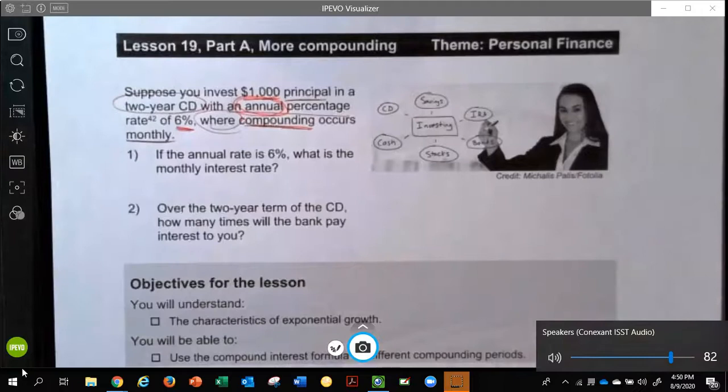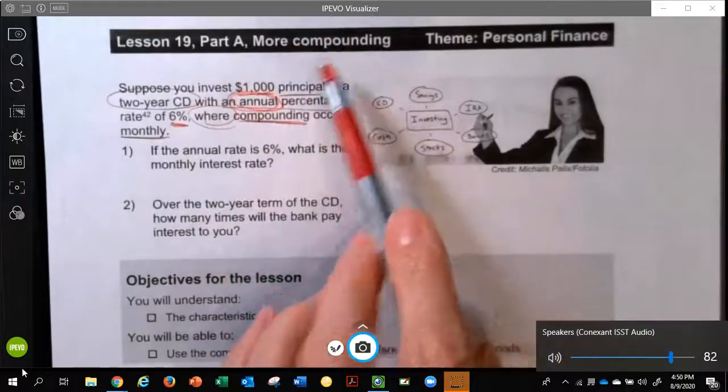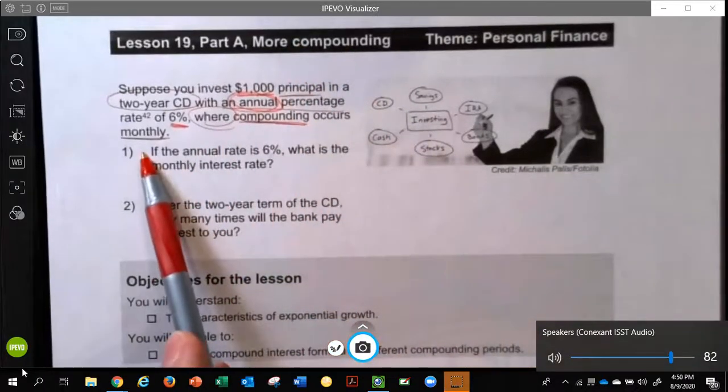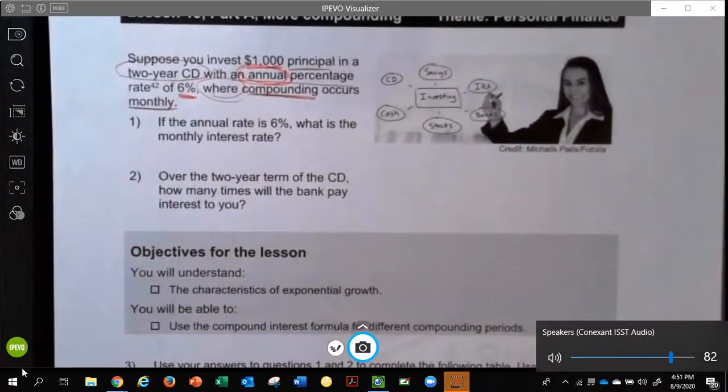And so you've talked about compounded interest, and you've played with it for compounding annually. We've got a change in this lesson, and hence the title, More Compounding. This time it's going to be monthly, and so they're going to walk us through some ideas about what does that look like, what do I need to do to make it happen.